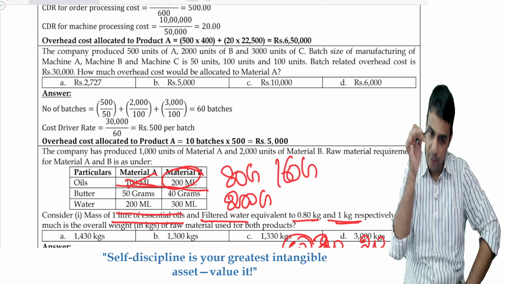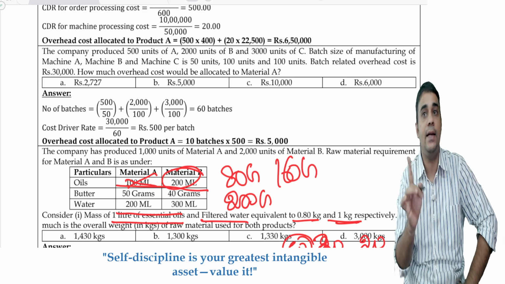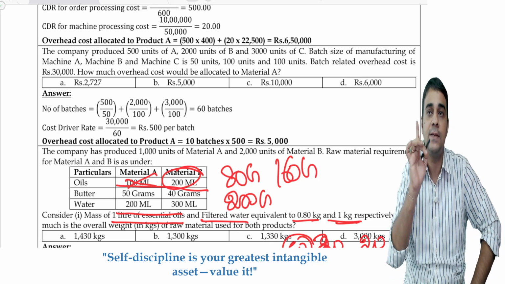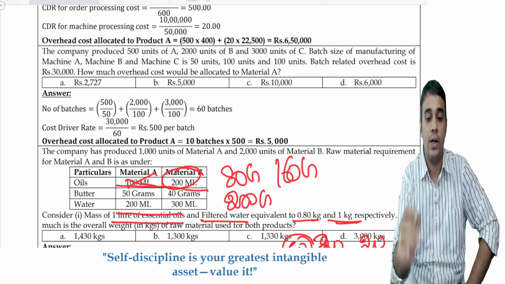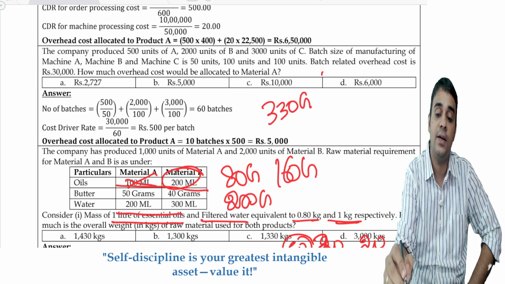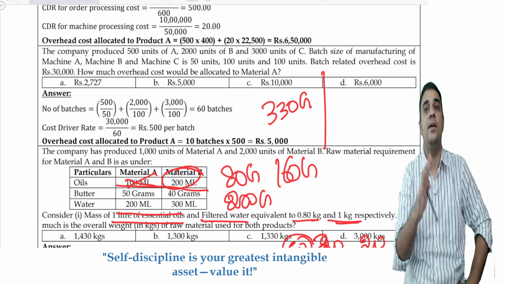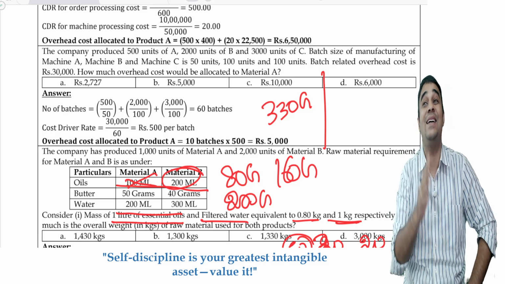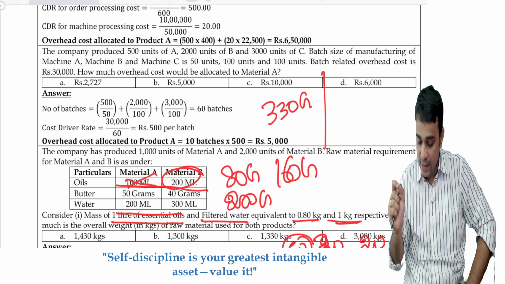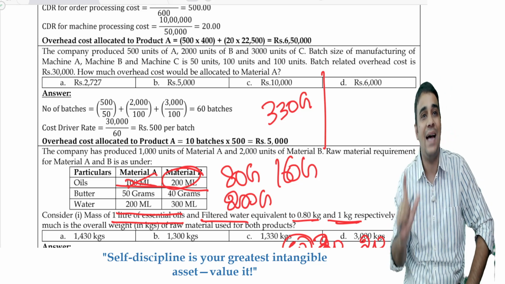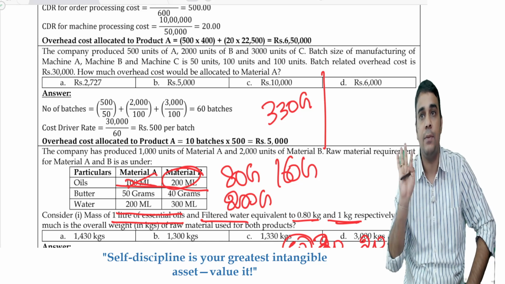80 gram plus 50 gram plus 200 gram is material A. Why 80 and not 100 ml? 80 plus 50 plus 200 is 330 gram, the weight of material A. In the first question they directly gave 4 kg, but here such a roundabout calculation was to be done. How 330 gram? Oil 100 ml became 80 gram. Butter as it is. Filtered water, ml and gram are both the same. Clear? Able to understand this?